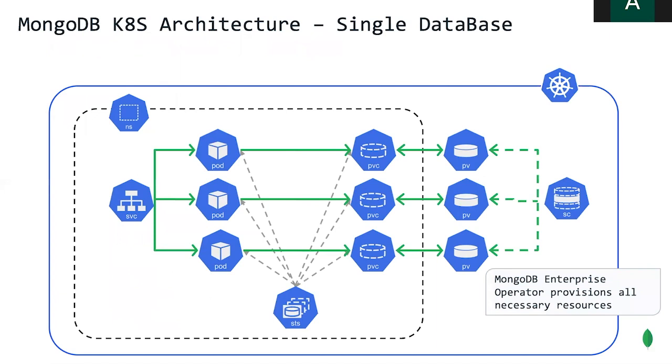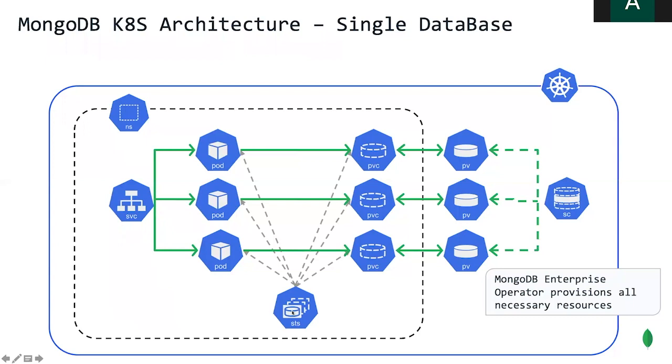So if we look at what is actually Operator get deployed and how does it look inside. First of all, when the CRD is applied, Operator goes and starts provisioning Kubernetes resources. First thing it's going to do, it's going to create persistent volume claims, which then Kubernetes is going to serve with persistent volumes out of the declared storage class.